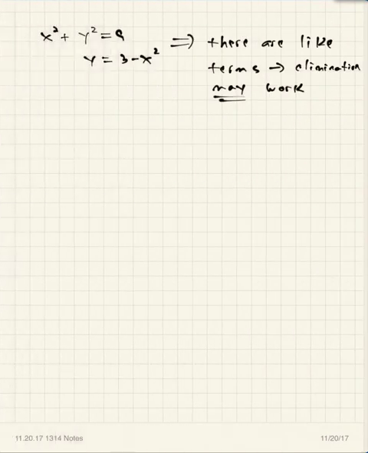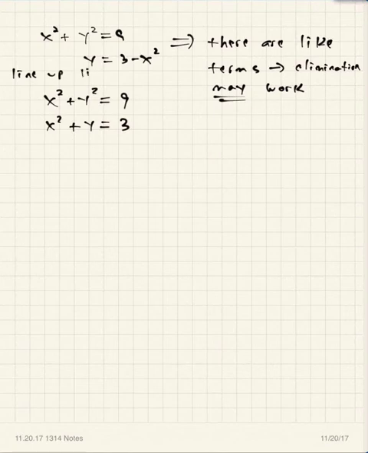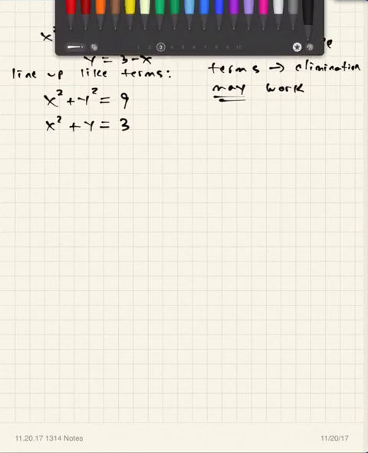But this problem has like terms because it has x squares in both equations. And so what I'm going to do is line up the like terms. So I add x squared on the second equation, so I get x squared plus y equals 3. So you line up the like terms. So that's what I did. And now you see if you can eliminate one of the like terms.